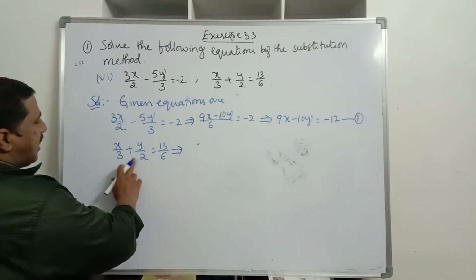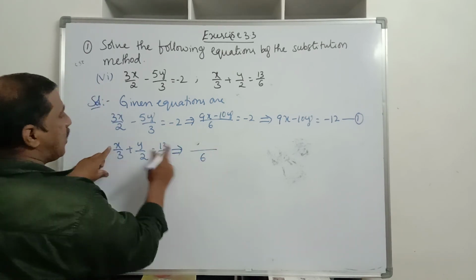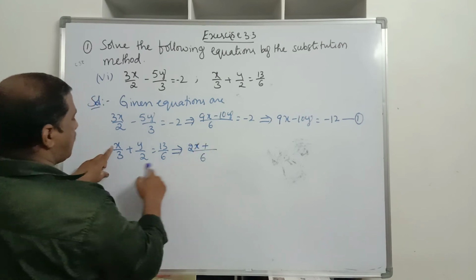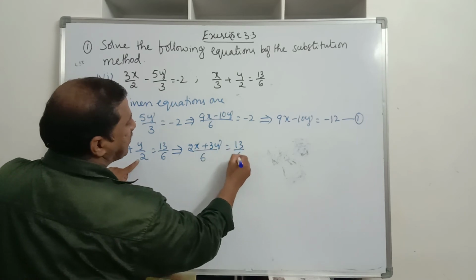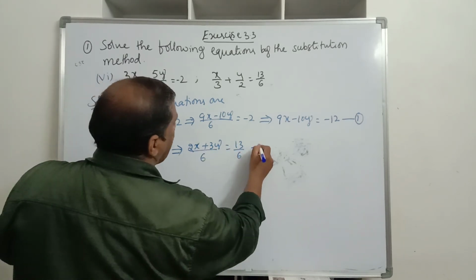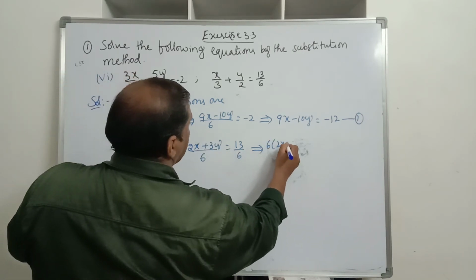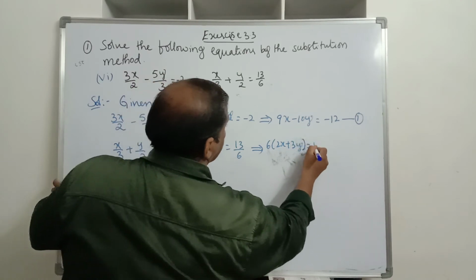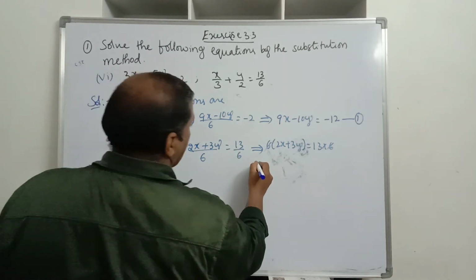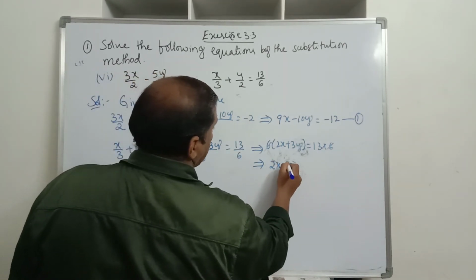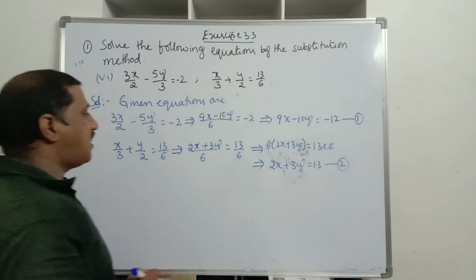Similarly here, 3 and 2, again LCM is 6. Now 3 2s are 6, 2 into x is 2x, plus 2 3s are 6, 3 into y is 3y, that is equal to 13 by 6. By cross multiplication it is 6 into 2x plus 3y is equal to 13 into 6. 6 and 6 will be cancelled by transposing. Then we get 2x plus 3y is equal to 13. This is equation number 2.